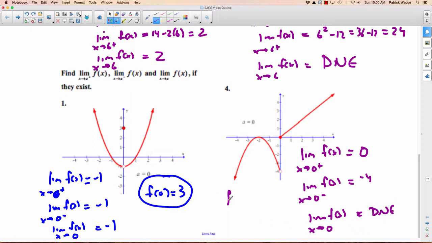Let's ask the same question. What's f of 0 in this case? Well, it wouldn't be here, right? The input, this point here does not actually exist. This one has an input of 0, and its output is also 0.